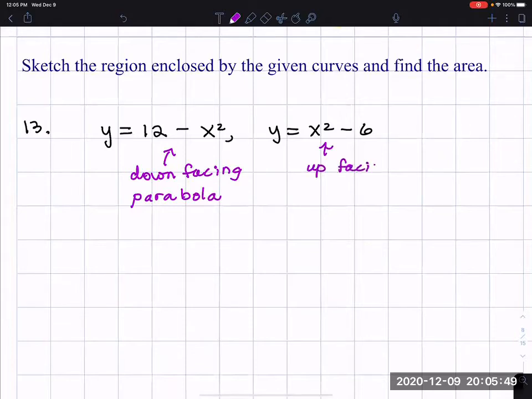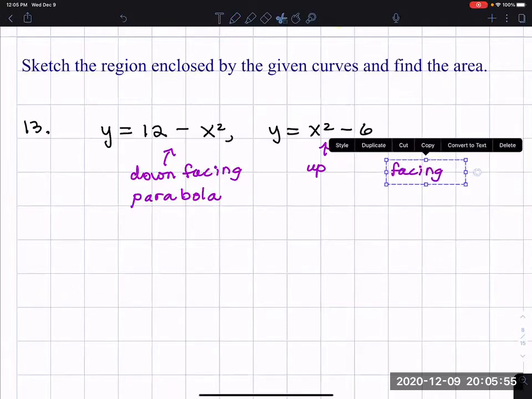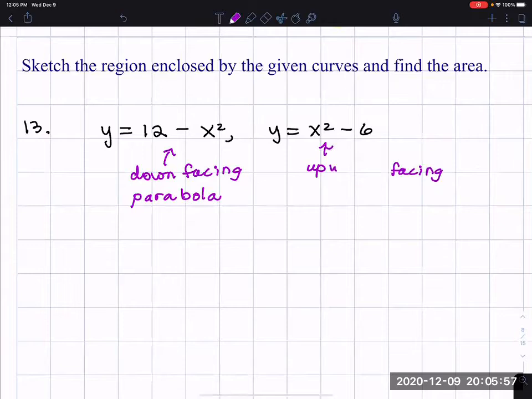And the other one is an upward-facing parabola. Up-facing, upward-facing. I think I should get my act together and make that into an adverb, or maybe. Okay, anyway. I'm not sure.